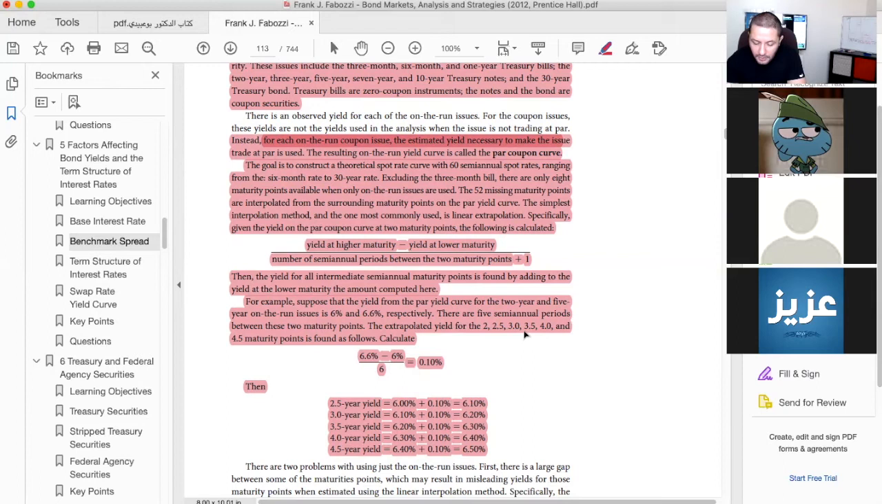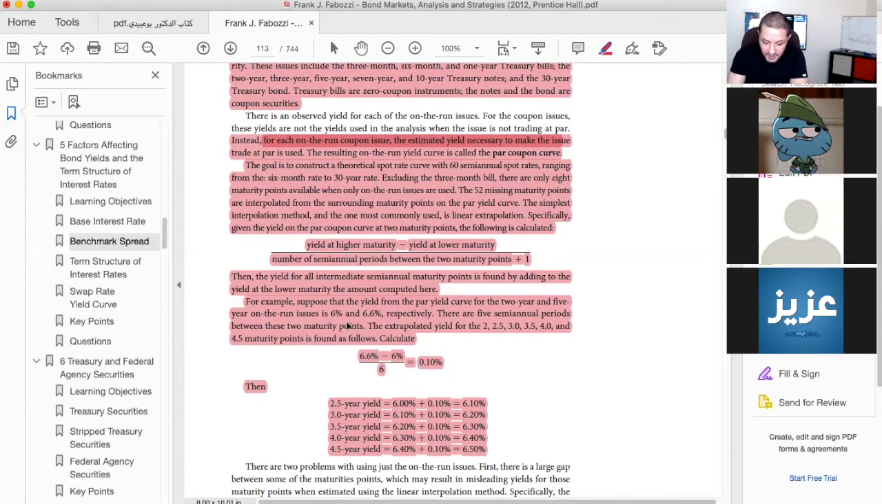So the extrapolated yield for the 2.5 maturity point is found as follows. You have to compute the yield at the higher maturity, which is for 5 years, 6.6%, minus the yield to maturity for 2 years, 6%, divided by the number of semi-annual periods between these two dates, which is 5 plus 1, so 6, equal to 0.10%. This means that when you are moving from one period to another, you have to add 0.10% to the yield to maturity.